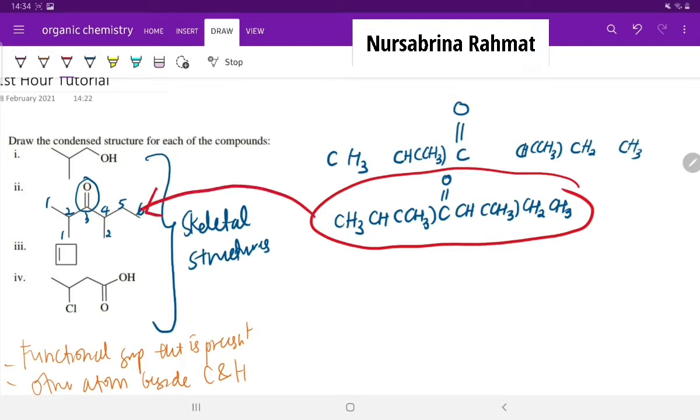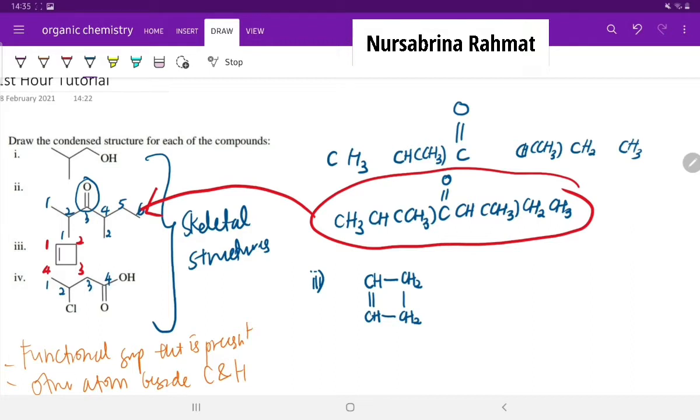Your third structure is a cyclic structure. We have here 1, 2, 3, 4 carbons that make up your cyclic structure. If it's a cyclic structure, your condensed structure will look like this: CH double bond CH, and then CH2 and CH2. That is for your third compound.